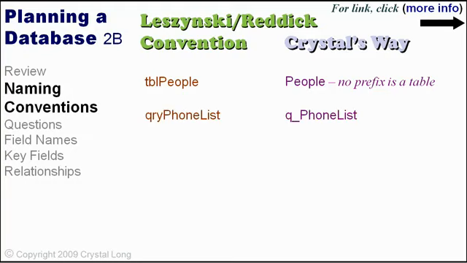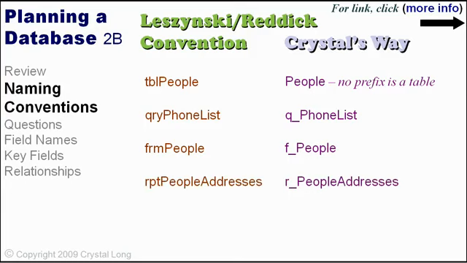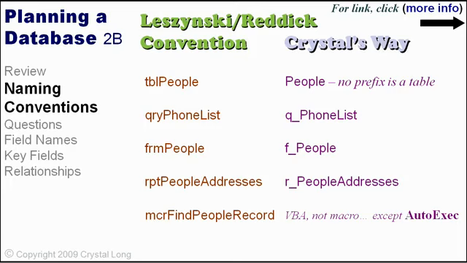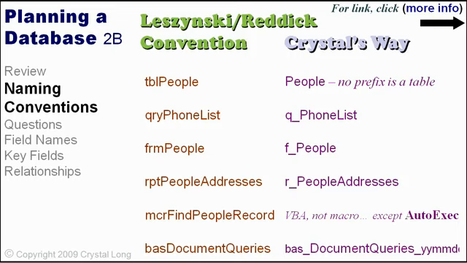The Lisinski-Reddick convention uses QRY to denote a query. I use Q underscore. Lisinski-Reddick uses FRM to specify a form. I use F underscore. Lisinski-Reddick uses RPT for reports. I use R underscore. Lisinski-Reddick uses MCR for macros. I don't normally use macros, except an AutoExec macro, which automatically executes when the database is opened. Lisinski-Reddick uses BAS for modules. I do that too. The more you research, the better ideas you will get to create your own style.